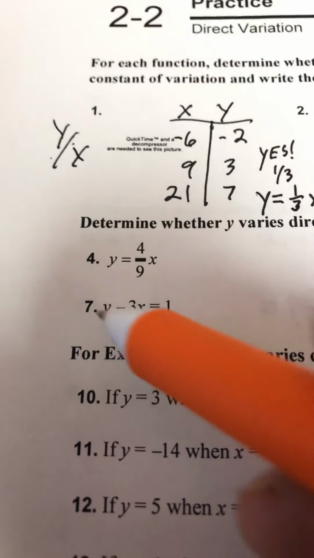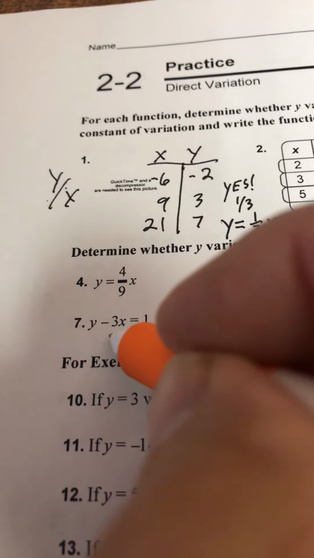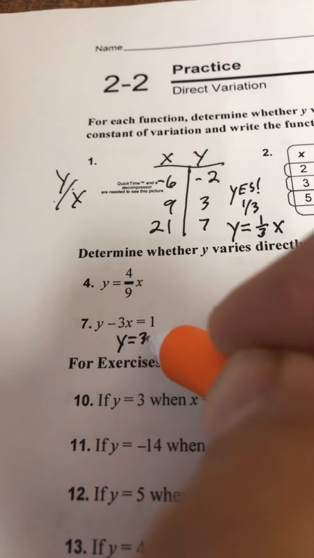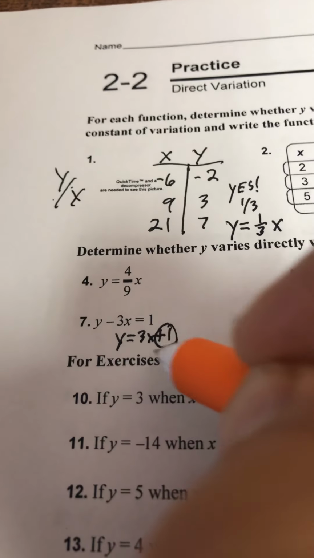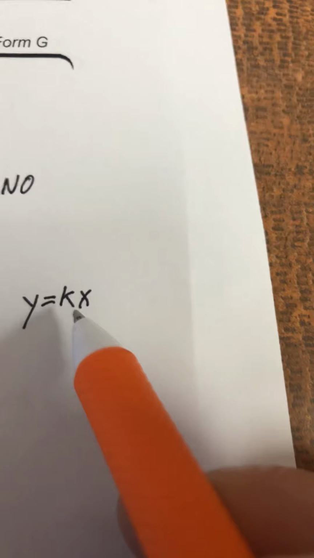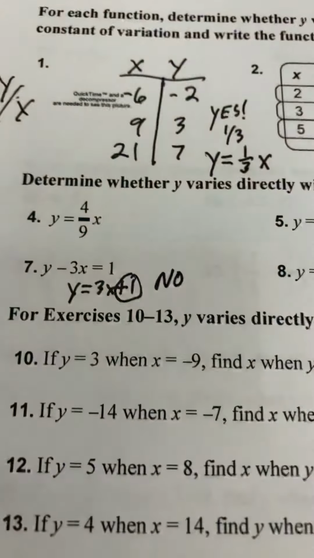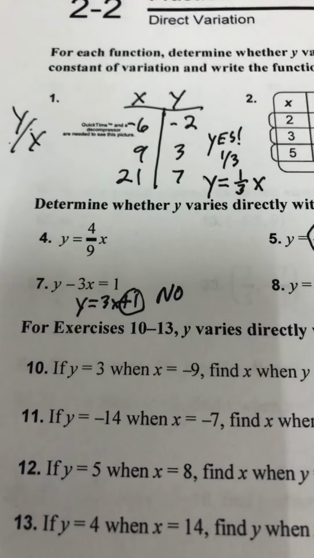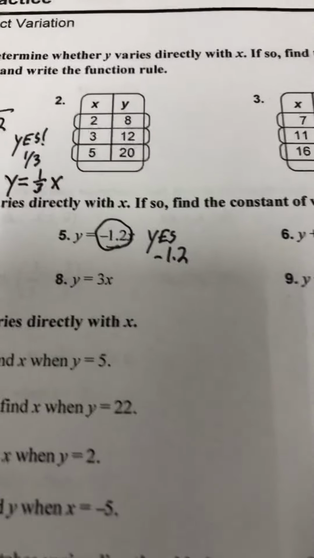This one, when I work it out, you'll end up with y equals 3x plus 1. This little addition does not make it look like an equation like y equals kx. So you are going to say no, this is not a constant of variation. It does not vary directly. Y does not vary directly.